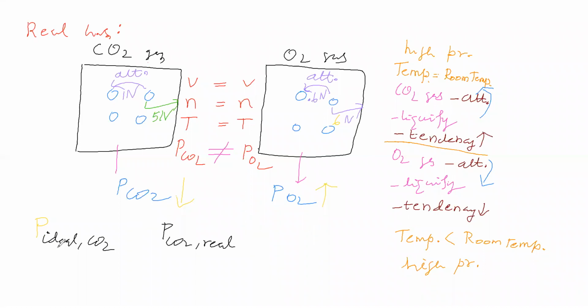So ideal gas and real gas do not have the same pressure, therefore we have to take a pressure correction. For carbon dioxide gas, pressure correction is there. The relation between these is like this: ideal gas pressure is equal to real gas pressure plus pressure correction.